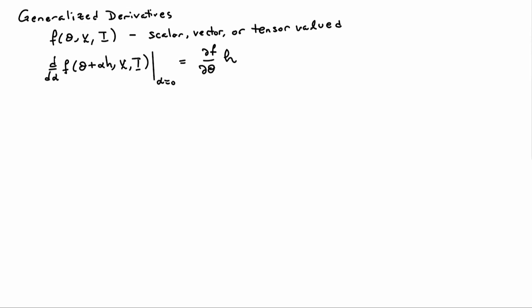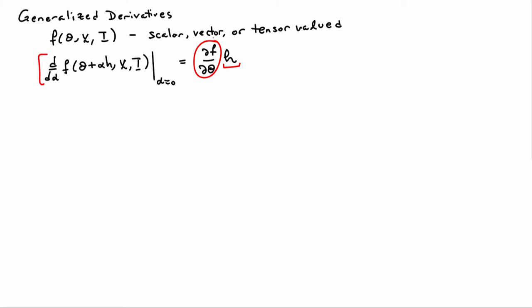So I can replace theta by theta plus alpha h, where h is a scalar. I can take the derivative with respect to alpha, set alpha equal to 0. And what I'm then going to get is the derivative of f with respect to theta times h. And so if I can compute the first part of this expression and then I can isolate away the h, then I can find the derivative of f with respect to theta, its first scalar argument.